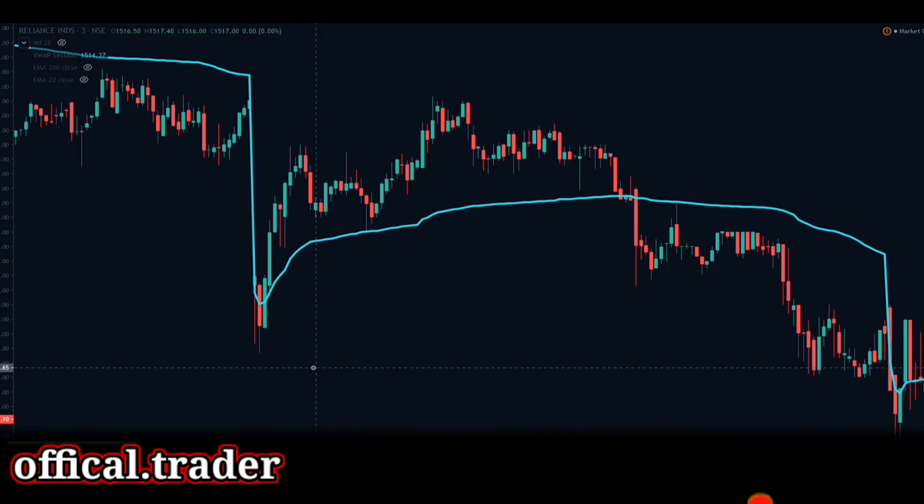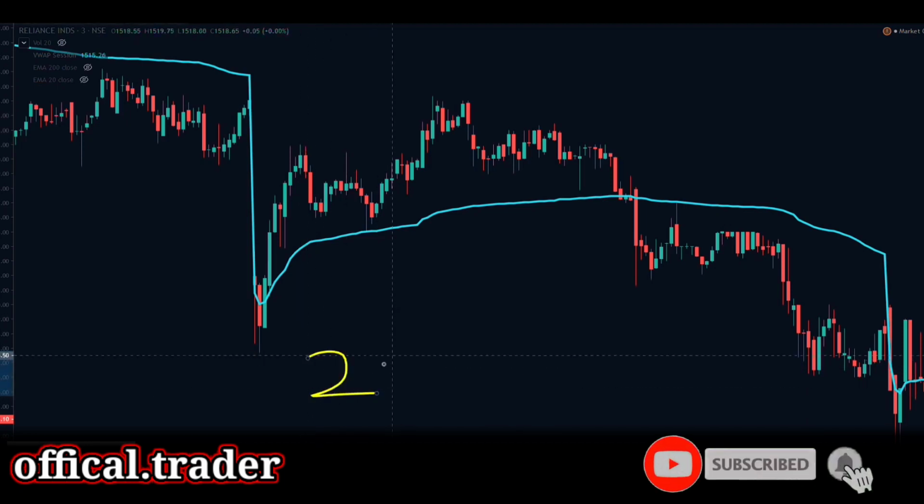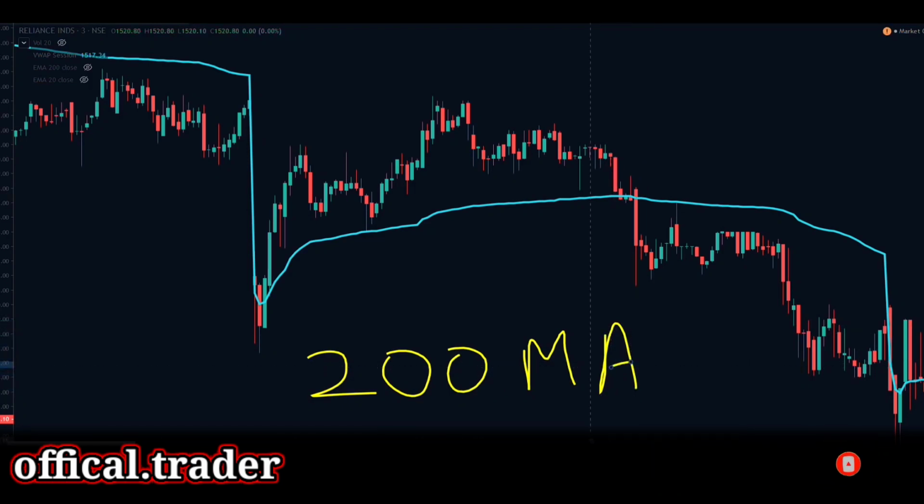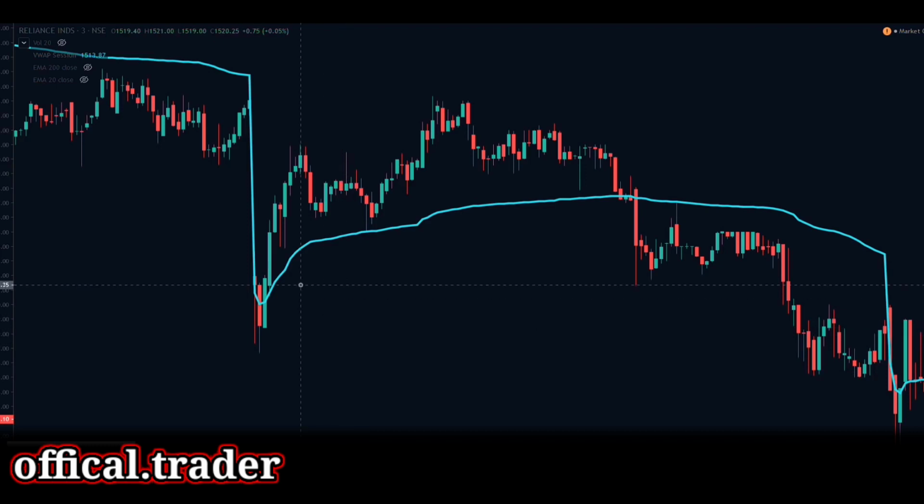We will use the most used indicator out there, the 200 moving average. 200 moving average can help you filter bad VWAP direction signals. Let's understand it better with an example.